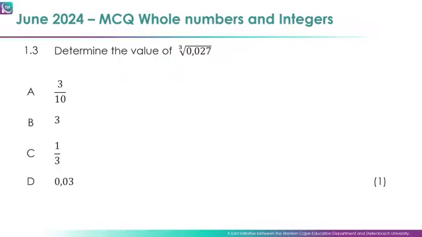Grade 9s, this one should take you 30 seconds, not even a minute. If I read the instruction, determine the value of the cube root of 0,027. Does it say you are not allowed to use a calculator? No, it does not. It doesn't say anything. So unless the sum says don't use a calculator, please take out your calculator and use your calculator. There you go, grade 9s. You've got 30 seconds for this one.